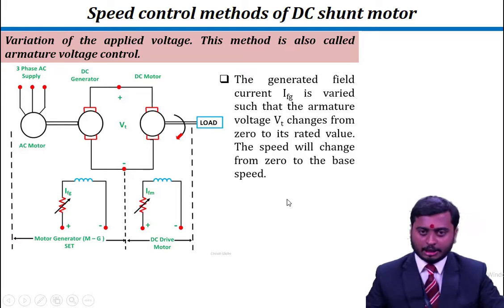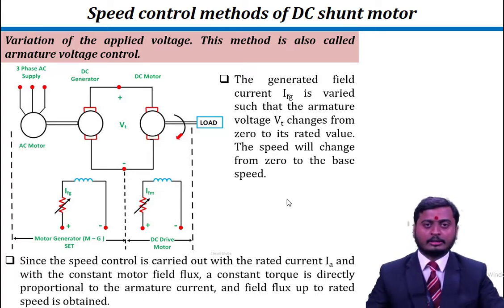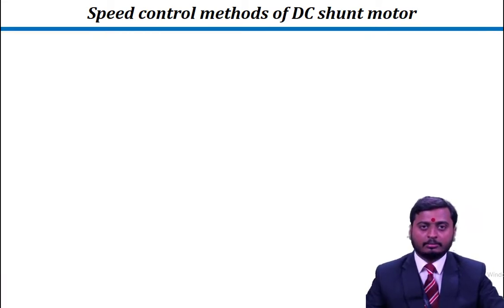The speed will change here from 0 to the base speed. Now as the speed control is carried out with the rated armature current IA and with a constant value of field flux phi m, a constant torque will be produced. That constant torque is directly proportional to only current, because we already discussed the torque equation of a DC motor. T is directly proportional to phi into IA. Therefore the field flux up to rated speed is obtained by this method.